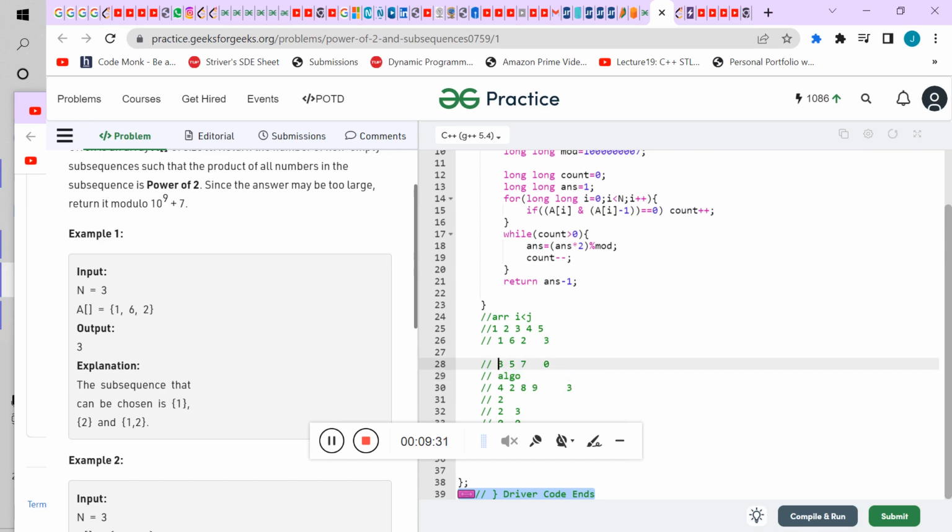Basically, you will understand this. Now here is another case. Suppose I am taking the example of this. Let me take one example, suppose 3, 2.